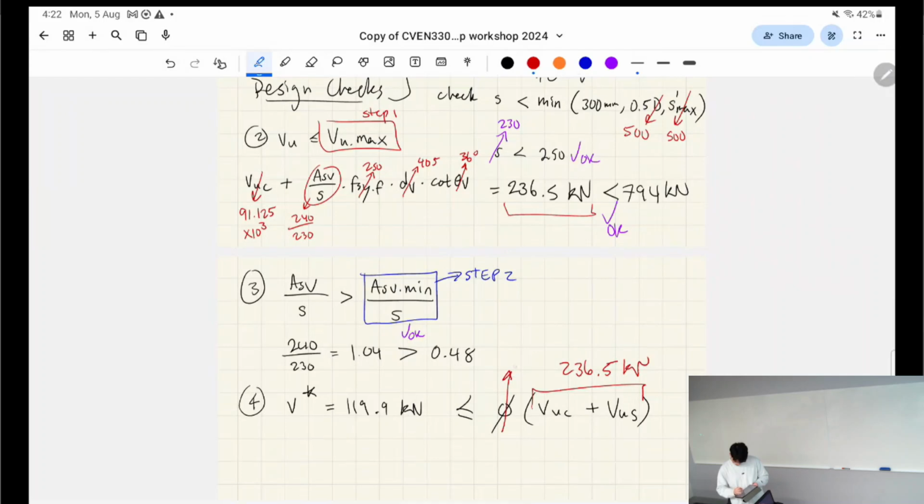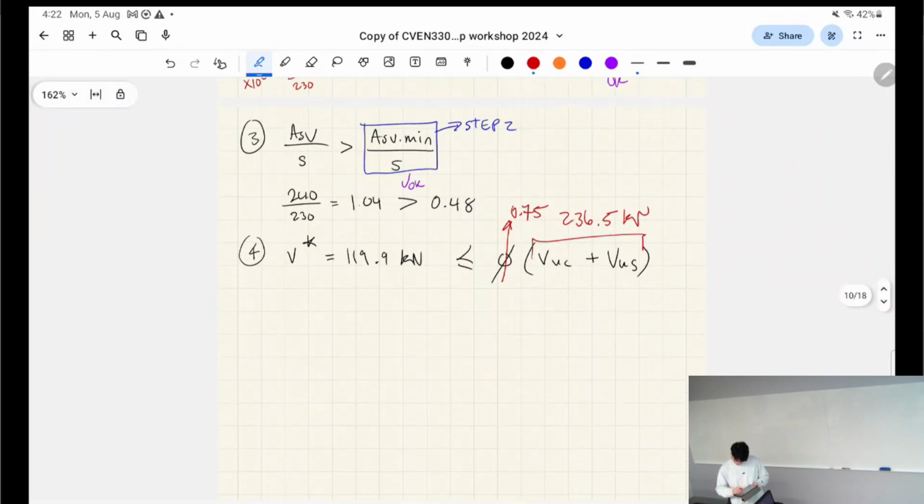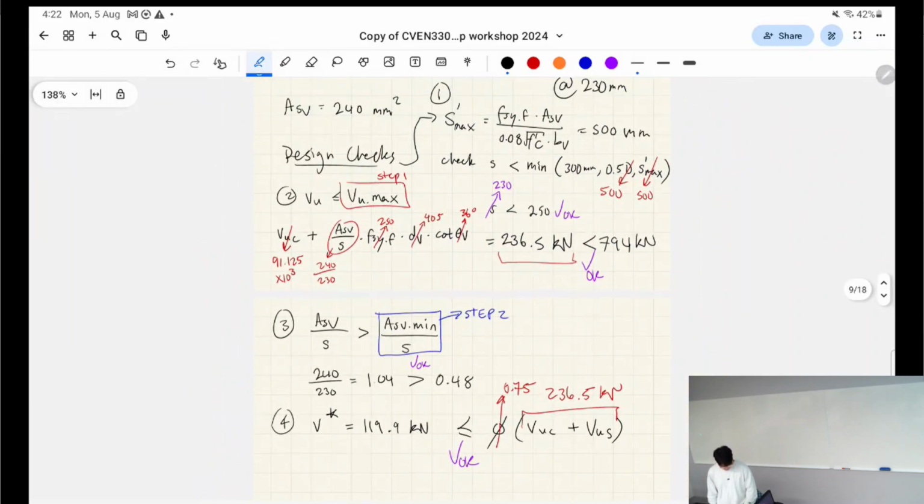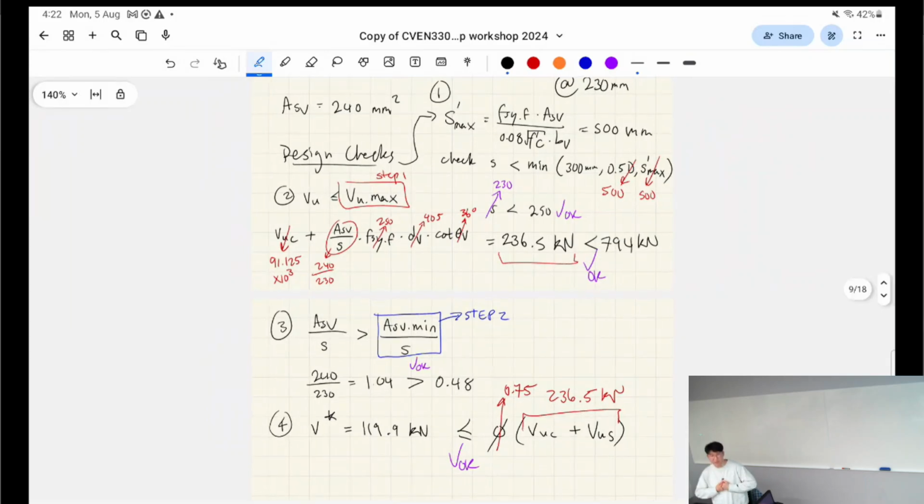When reduced by 0.75, it has to still satisfy, which it does, and that's the end of our question. So yeah, there's basically 4 design checks: spacing check, web crushing check, minimum steel check, and the final capacity check. Once it passes all that, you've done the question.